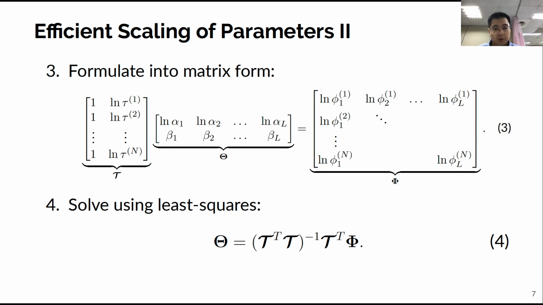We then formulate equation 2 into a matrix form which is composed of all layers in the network. The parameters theta, which is composed of alpha and beta, can then be solved directly using the least squares approach, giving us a neat result as shown in equation 4. Theta can then be used to generate architecture of arbitrary size, depending on the resource constraint of the hardware.